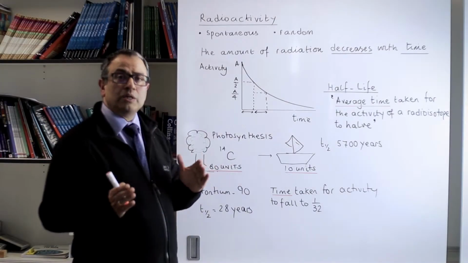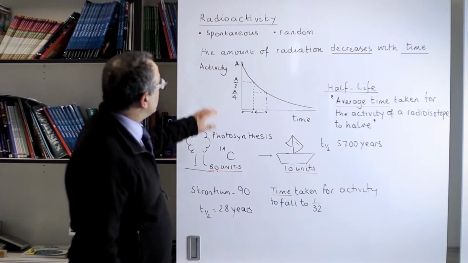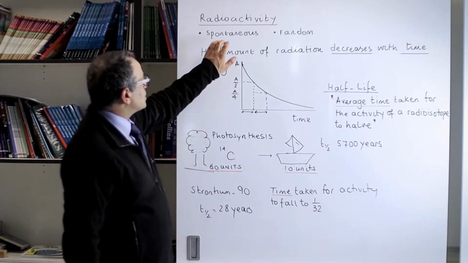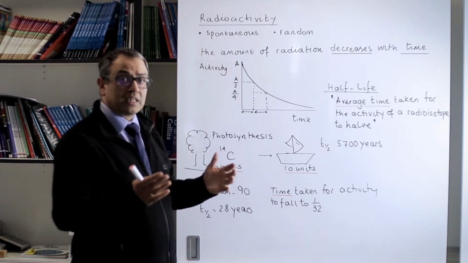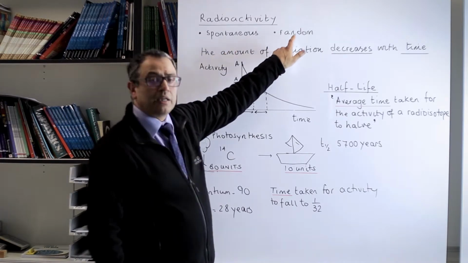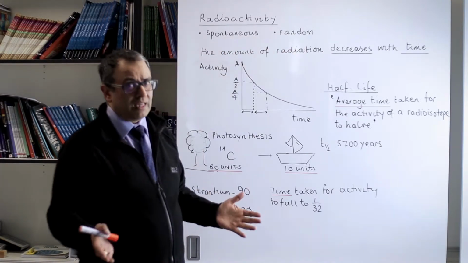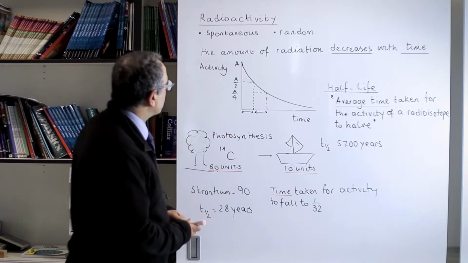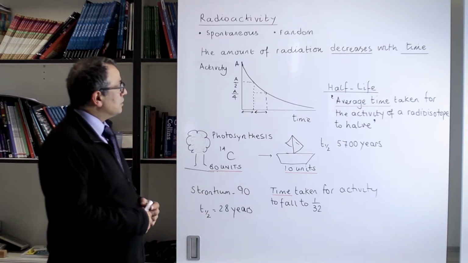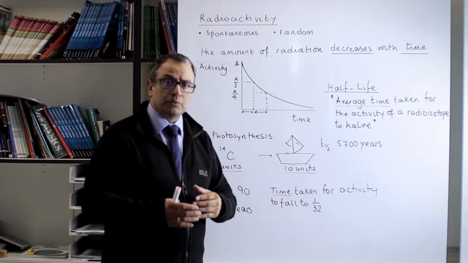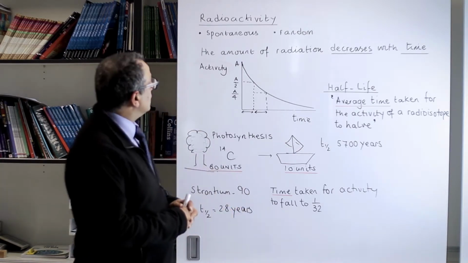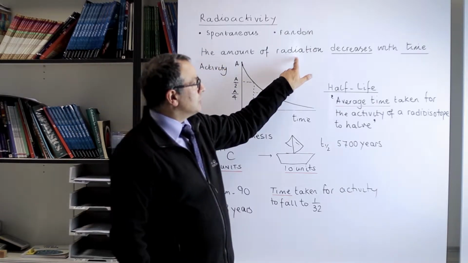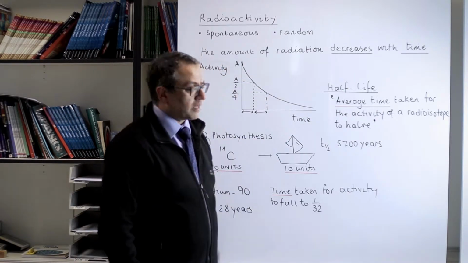This week is a continuation of the topic we looked at last week on radioactivity, and just a very quick reminder that this process of radioactive decay is both spontaneous and random. It doesn't really depend on any other factor like temperature, for example. And there is a term called the half-life, which you will come across in GCSE physics, which is an indication of the amount of radiation decreasing with time.